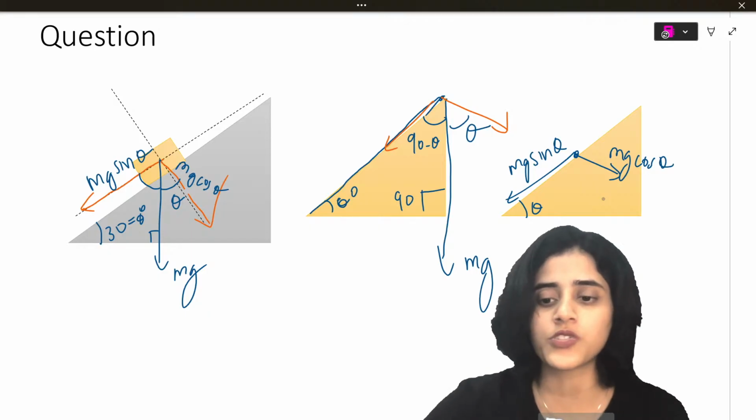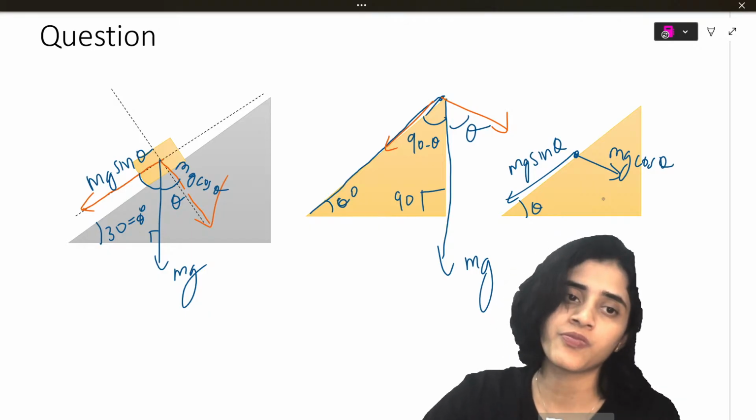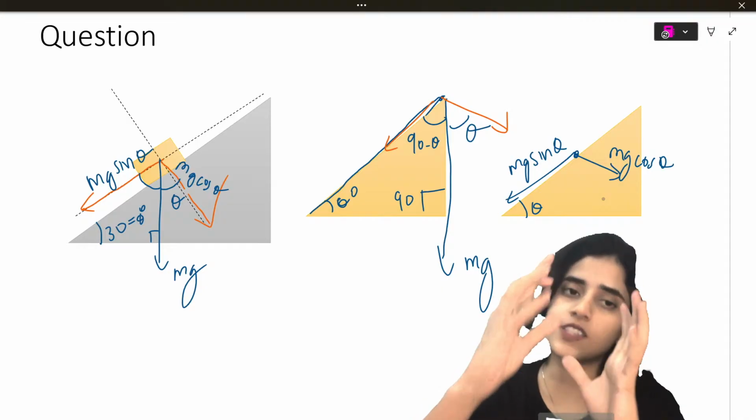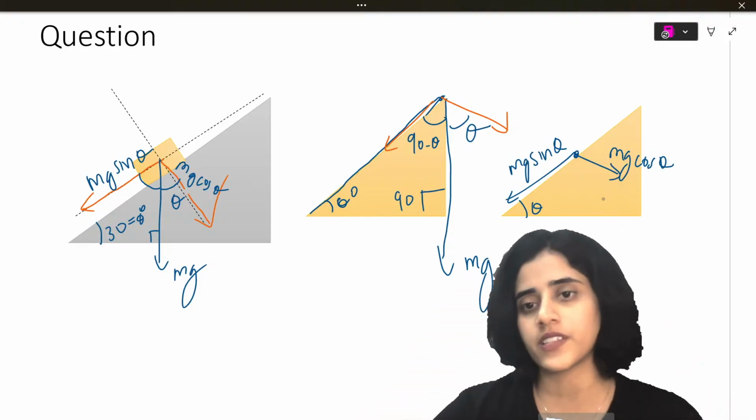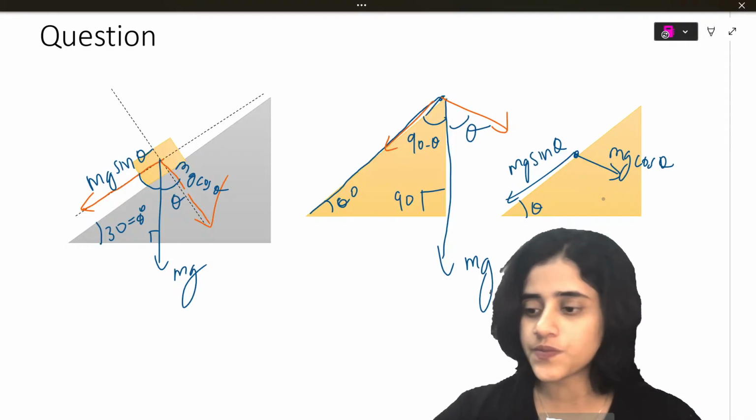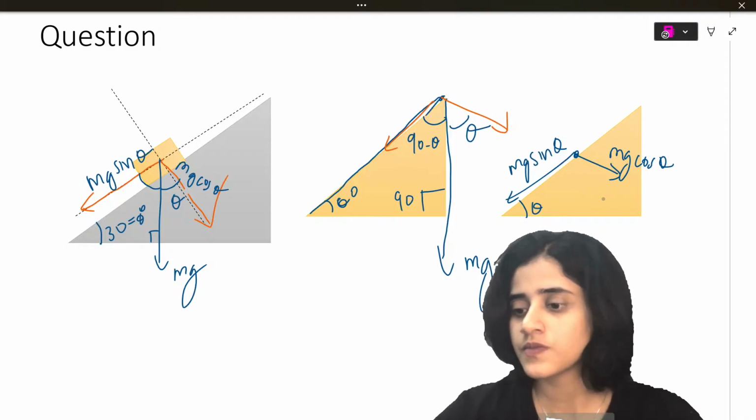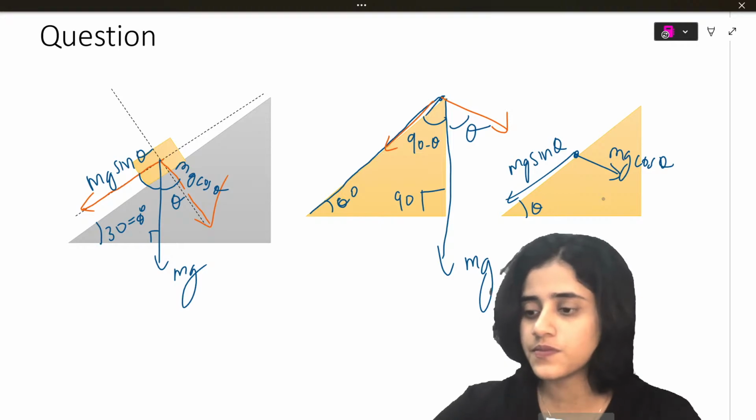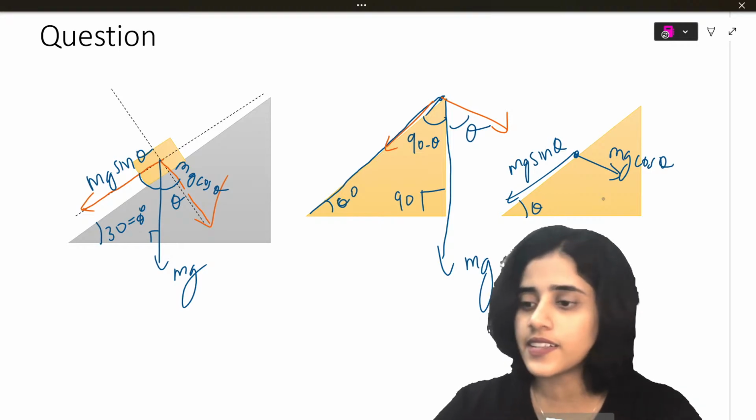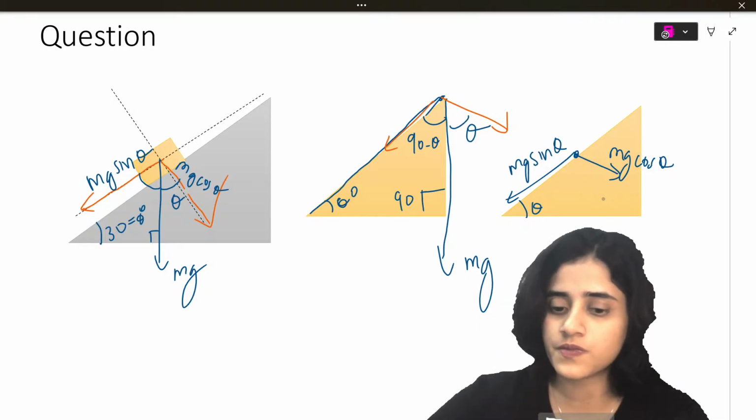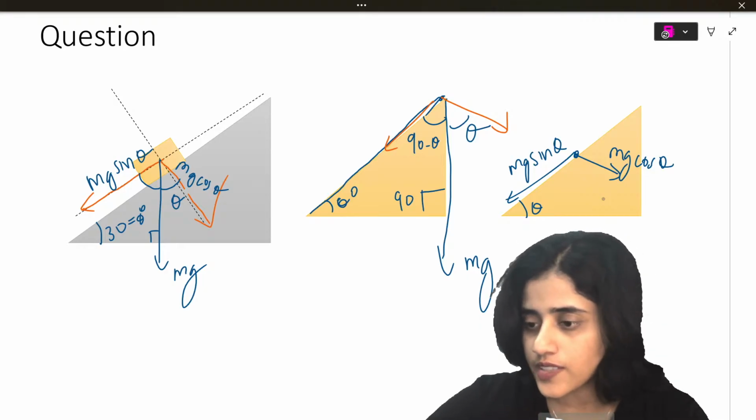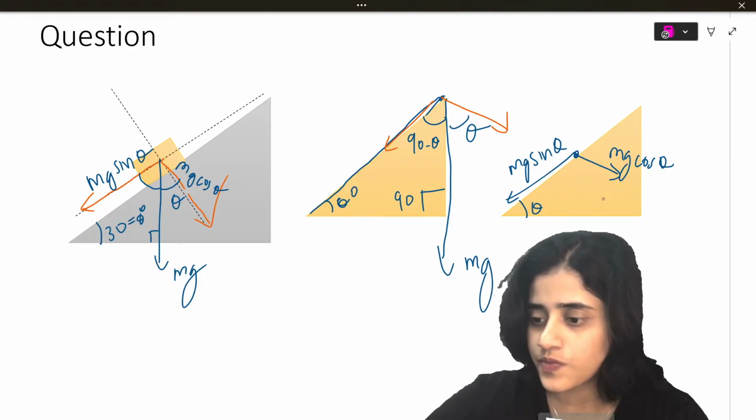So this is how you resolve the two vectors. If there is a block sitting on an inclined plane, this is how you resolve the two vectors. Is this resolution clear to all of you? What are the doubts?